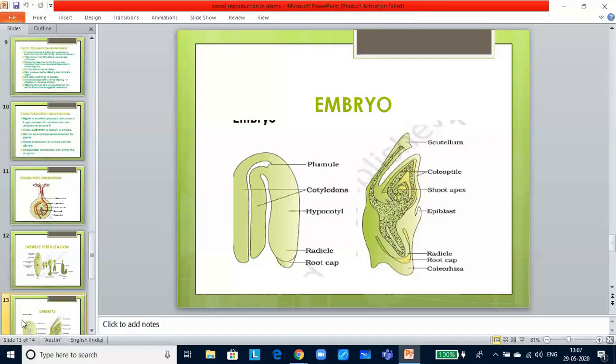A dicotyledonous embryo consists of an embryonal axis and two cotyledons. The portion of the embryonal axis above the level of the cotyledons is called the epicotyl, which terminates with the plumule. The cylindrical portion below the level of the cotyledons is called the hypocotyl. This will terminate into the radicle or the root tip. The root cap covers the root tip.